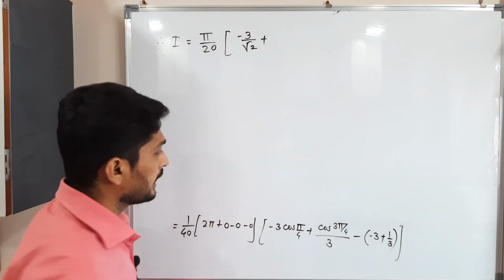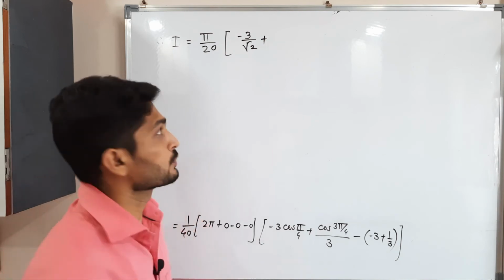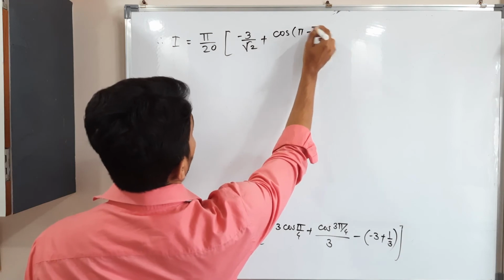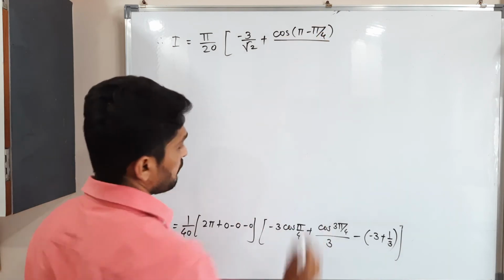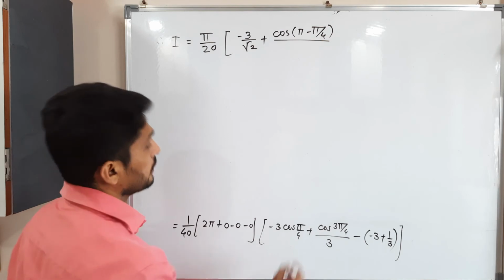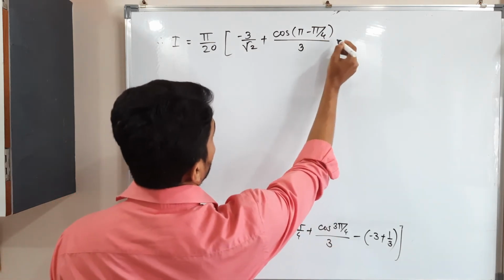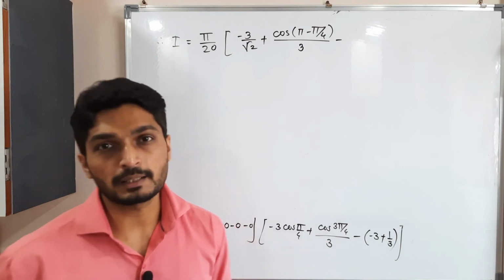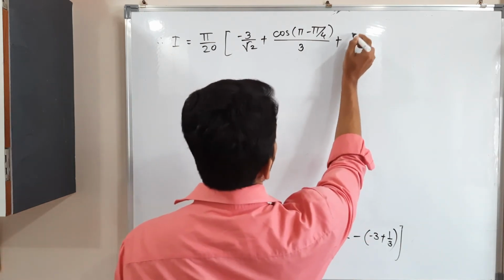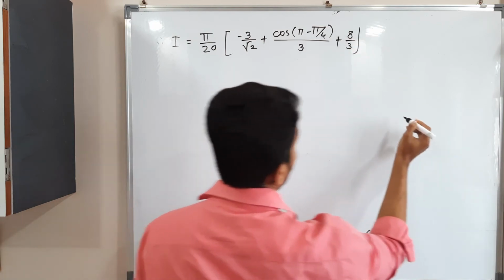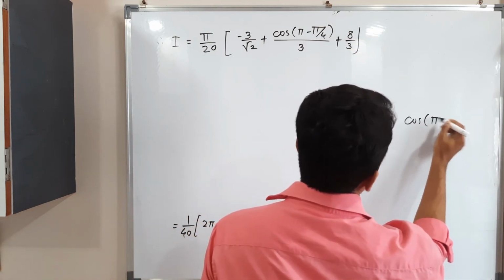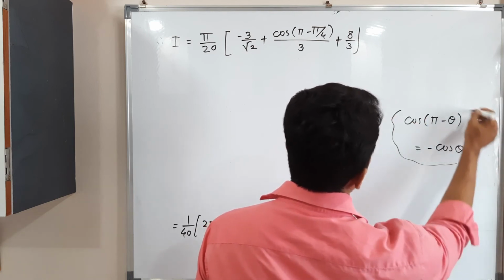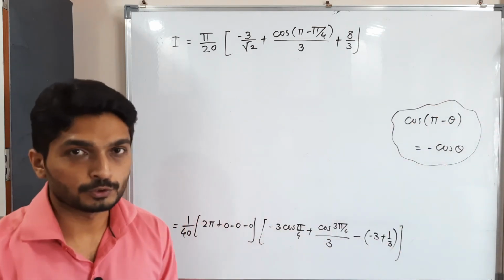I don't know the value of cos 3 pi by 4, so for that, what will I do? Cos of pi minus pi by 4 means cos 3 pi by 4. If you simplify it, you will have minus 9 plus 1, minus 8 by 3. Minus minus plus, so plus 8 by 3. I will tell you the formula: cos of pi minus theta is equal to minus cos theta. So this relation I am going to use.